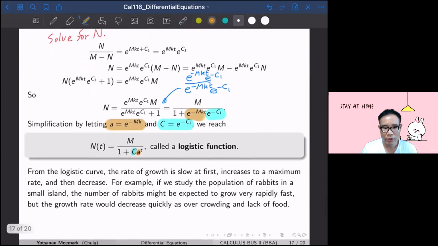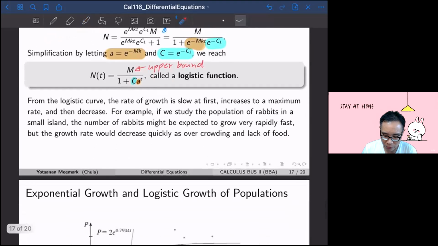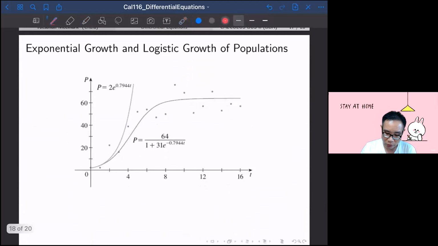And this guy is called a logistic function. So you see that in the solution, it will involve an upper bound, okay? So this one is your upper bound. And you're going to have to find A and find C by the conditions that you have. So when you analyze this guy, if you graph it, it's going to give you a logistic curve. So this one is going to be exponential growth.